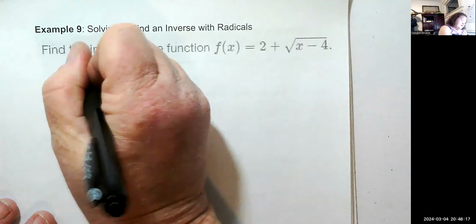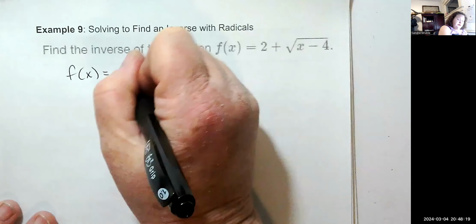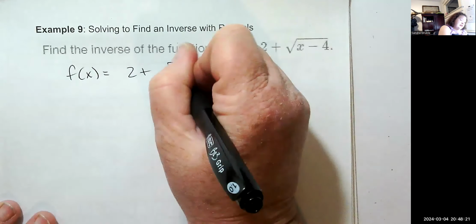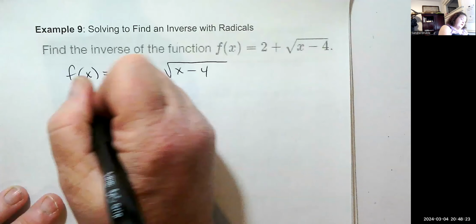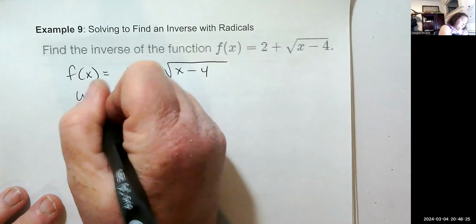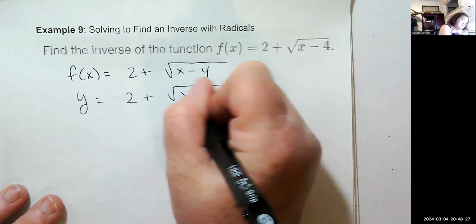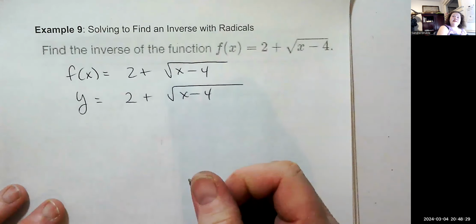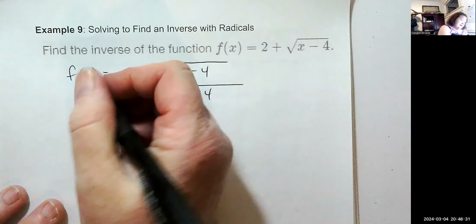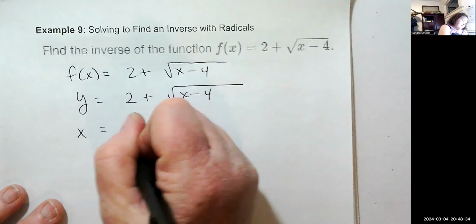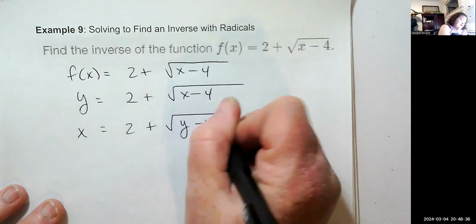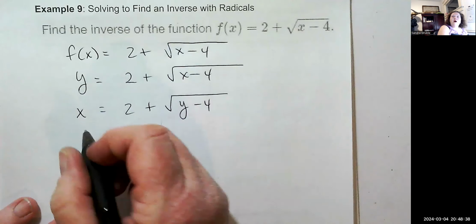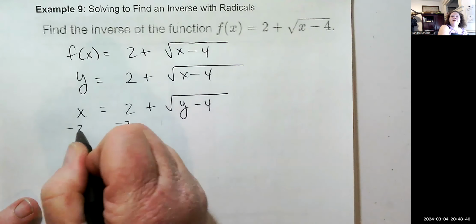So f of x, start off with the function 2 plus square root of x minus 4. Now I'm going to replace the f of x with y. 2 plus the square root of x minus 4. I'm now going to switch the x's and y's. Y becomes x, x becomes y. Now we're going to solve for y. We're going to subtract 2 from both sides.